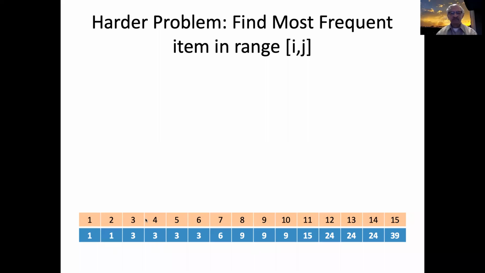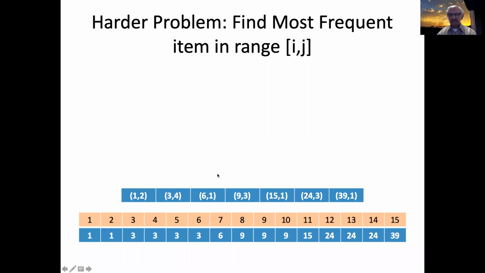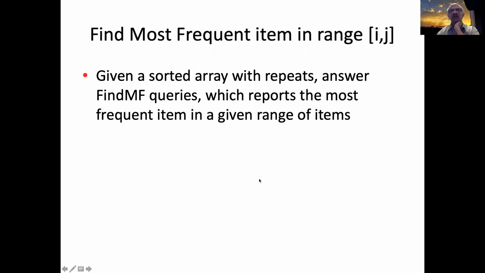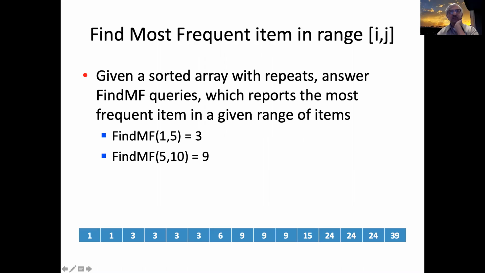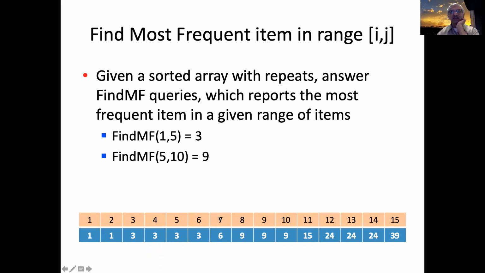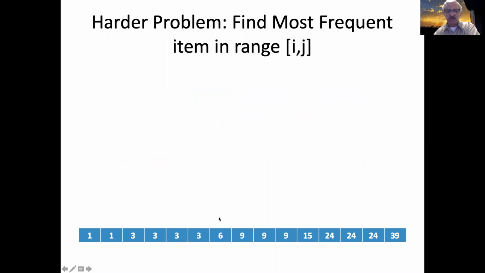So you're going to soon get the idea here. Let's say that we saw this, we know that from 1 through 5, the most frequent item is 3. From 5 through 10, we know the most frequent item is 9, and so on and so forth. So let me show you what the tree looks like now.